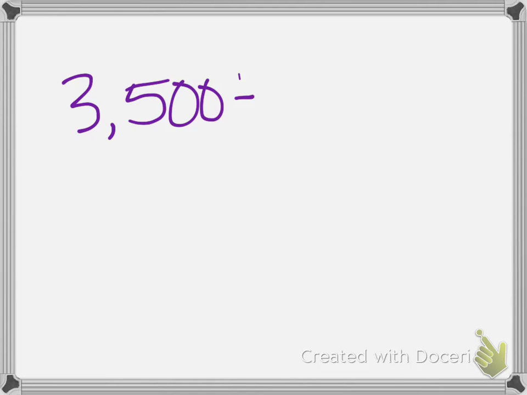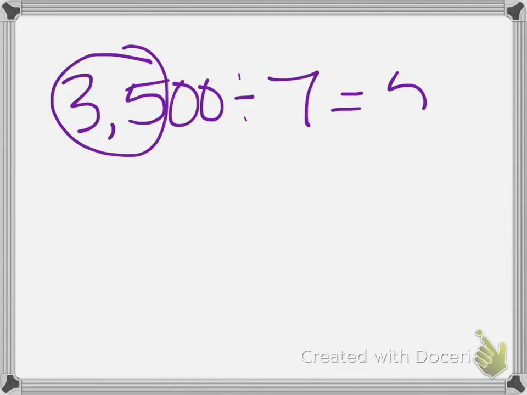Moving on to another example, where we have thousands, I'm sorry, where you can say that I have 3,500, and I want to divide that by 7. I'm going to circle my basic fact I know. 35 divided by 7 is going to give me 5, but this time I'm dividing by the thousands, so I need to make sure that I multiply by the hundreds to get 500.